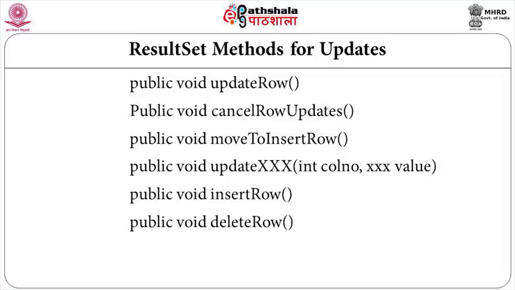Once you are finished with insertions, you need to use a method called move to current row. So move to current row is like switching back from insert mode to the normal mode. So move to insert row is like moving into an insert mode, opening up a blank buffer, and move to current row is like coming back into the normal mode. So this is how you actually make updates into a result set. So this deals with updates in the result set.